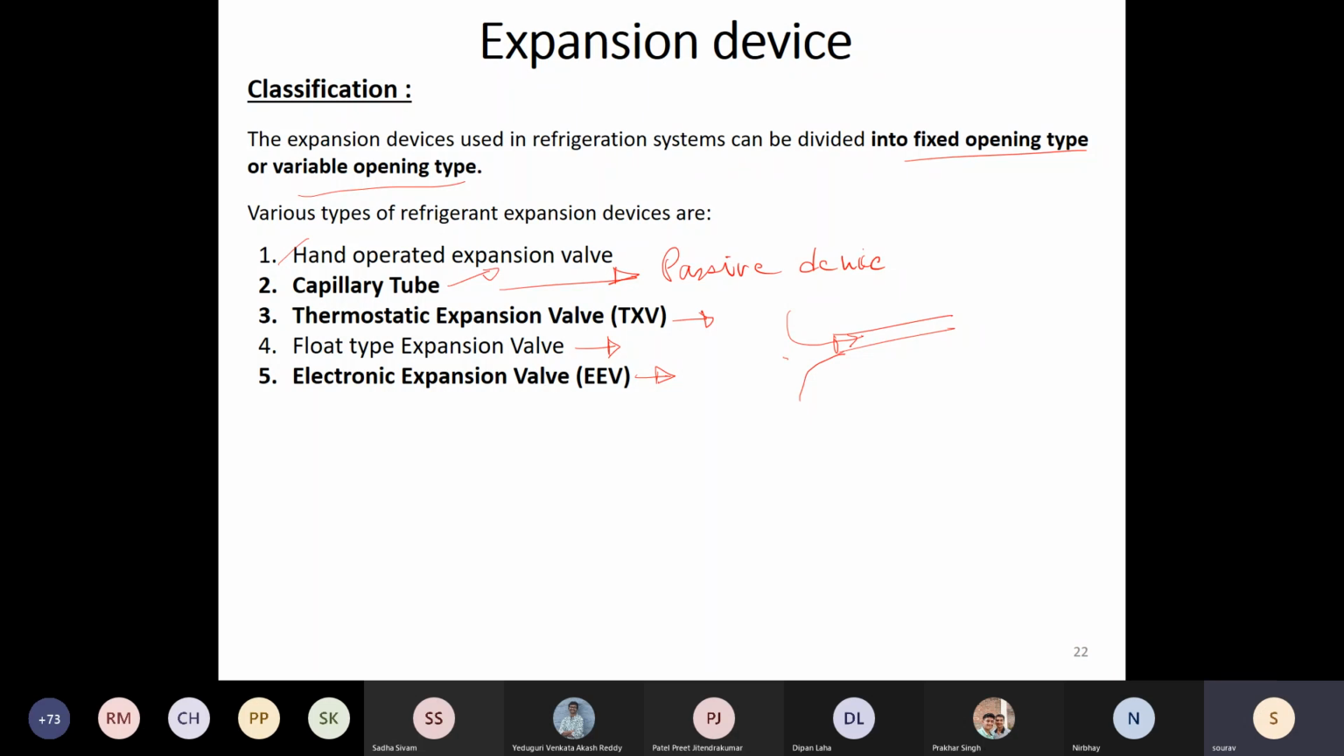Where do you use a float type valve? You use it daily. How does water fill up in your flush tank and automatically stop once a certain level is achieved? Have you even cared to look into your flush tank? So you must go and look.